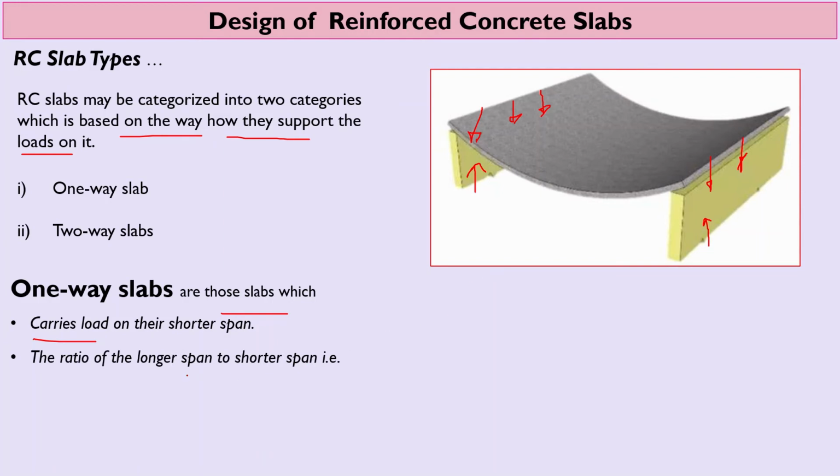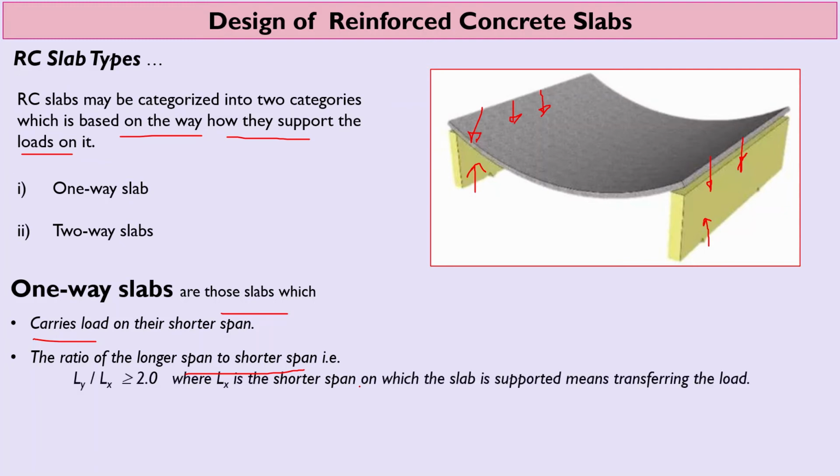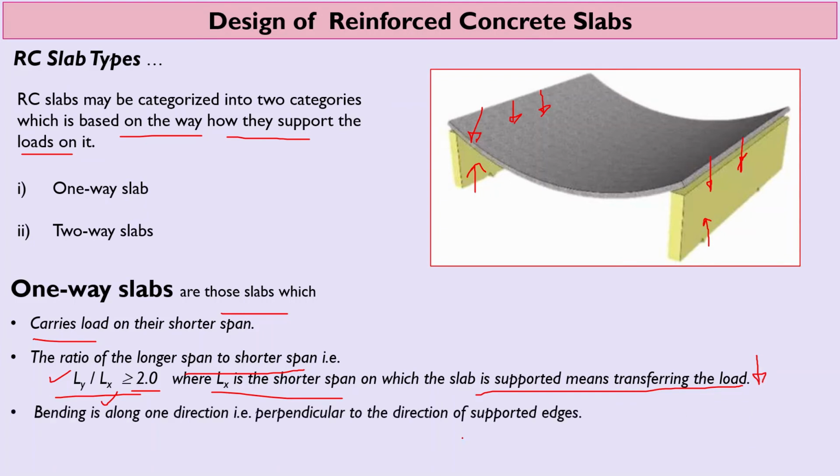Now the ratio of the longer span to the shorter span is something we have to take into consideration. If the ratio of the span along the longer side, that means the length of the longer span divided by the length of the shorter span, is greater than or equal to 2, that means Ly is greater than Lx, where Lx is the shorter span on which the slab is supported, as we have discussed, which is required to transfer the load. Then this type of slab, having the ratio Ly by Lx greater than or equal to 2, is known as a one-way slab.